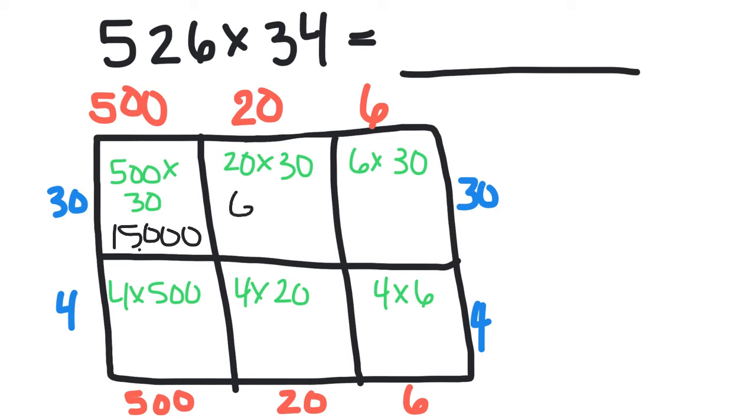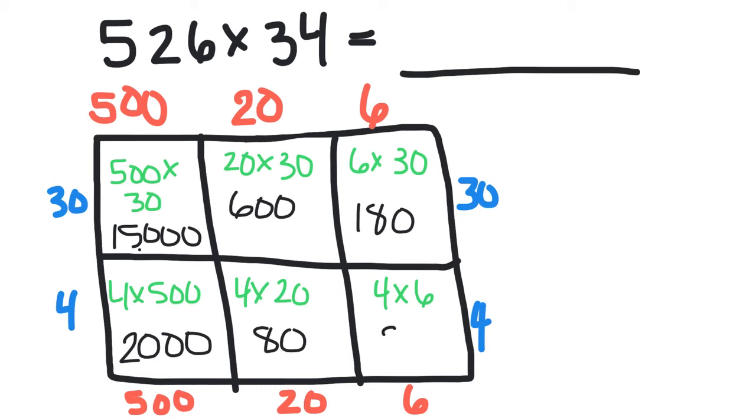2 times 3 is 6, plus those 2 zeros is 600. 6 times 3 is 18, plus that 1 zero. 4 times 5 is 20, plus the 2 zeros from 500. 4 times 2 is 8, plus that 1 zero. And 6 times 4 is 24.